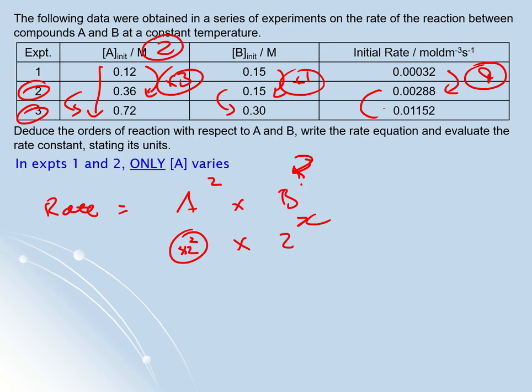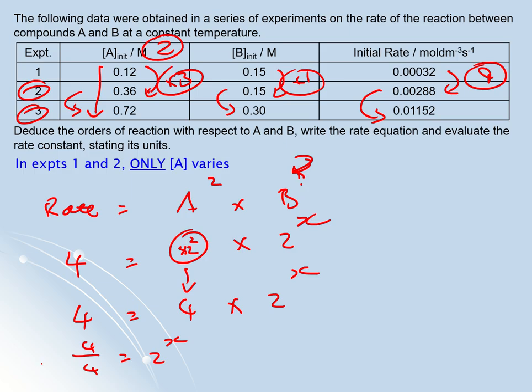Now let me just check the rate here. So that's 0.01152 divided by 0.00288. So that's gone up by a factor of 4. So the rate's gone up by a factor of 4. A has changed by a factor of 2, doubled, so has B. So 4 equals 4 times 2 to the x. That's where we are at the minute. That's come from 2 squared. So 4 divided by 4 equals 2 to the x.